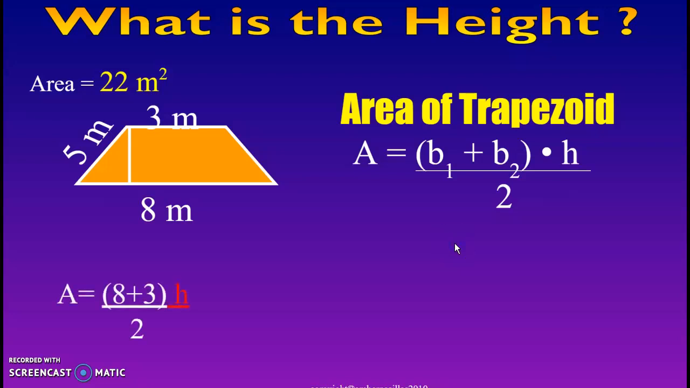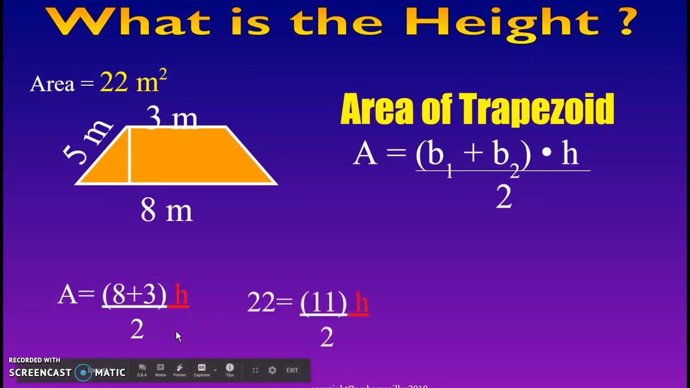So replace base 1 with 8 and base 2 with 3. Again, base 1 and base 2 are interchangeable, so it doesn't matter which one you use as long as you know where they are. And then we're going to multiply that times the height. Well, we don't know the height, so we're going to just leave it as an h. And then we're going to divide that by 2. Once we add 8 plus 3, that gives us 11. So now we know the area of 22 is equal to 11 times the height divided by 2.